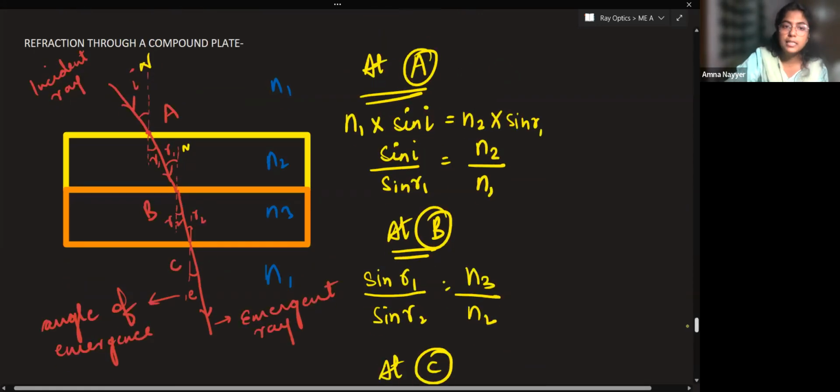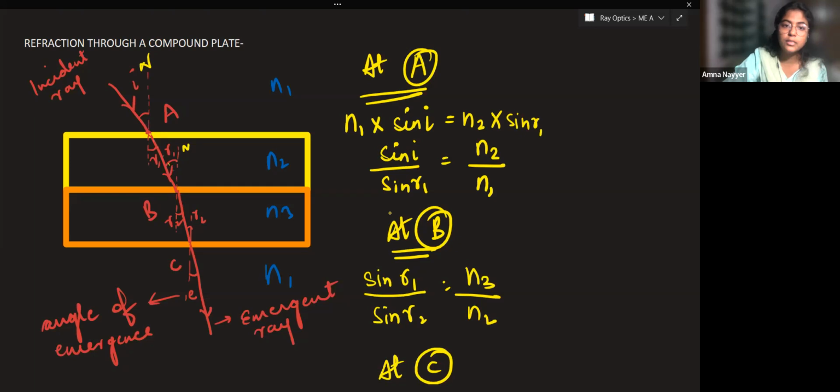See, class, if you extend this, this will be exactly parallel to this emergent ray. Why? Because this angle and this angle are equal. So if these two angles are equal and you draw it here, it will appear that this is acting as a transversal in between, and that is parallel. So incident ray and emergent ray both are exactly parallel to each other, and this angle of incidence will be equal to this angle of emergence.